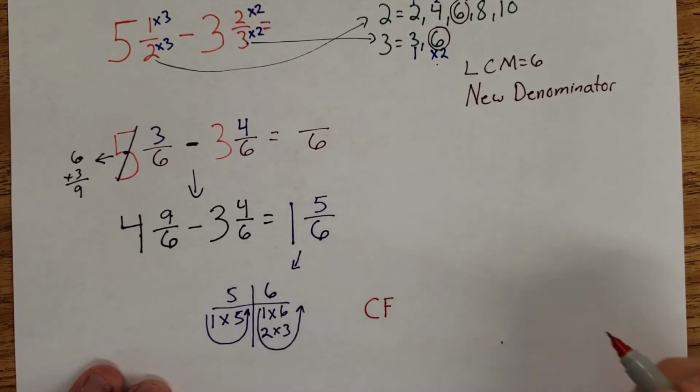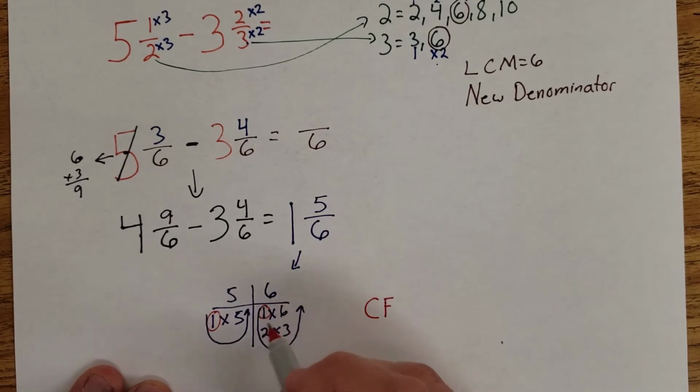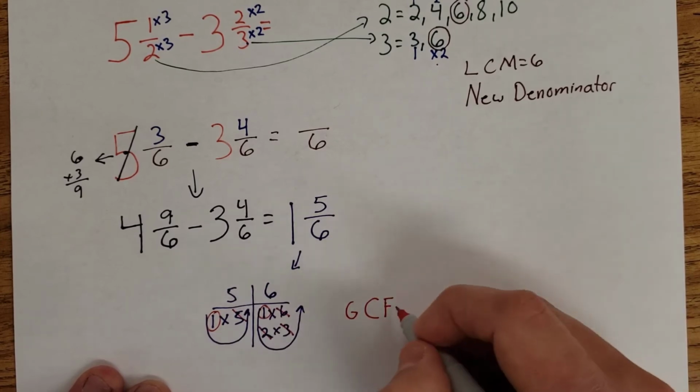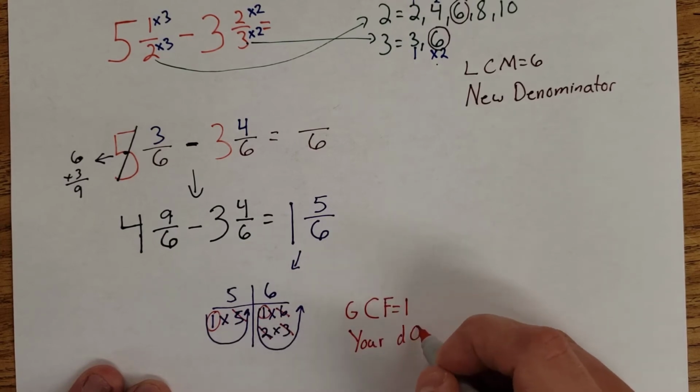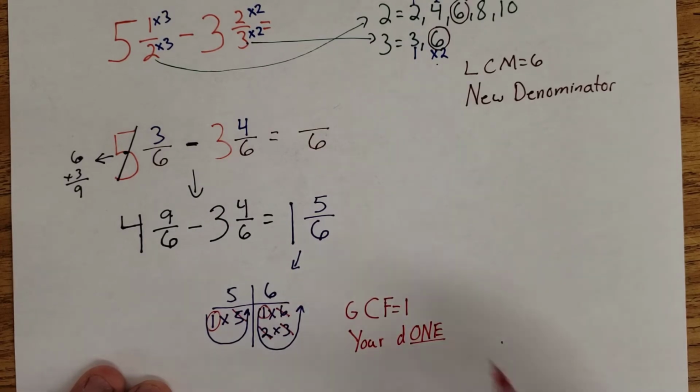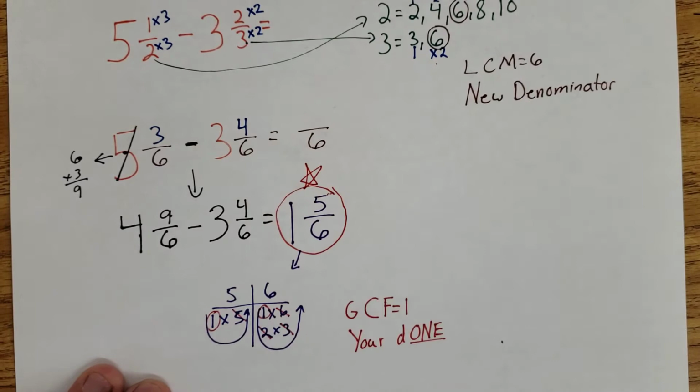Now let's find what they have in common. They always have a 1. 5 has a 5, 6 does not. 6 has a 2, 5 does not. 6 has a 6, 5 does not. 6 has a 3, 5 does not. So out of all the factors they have, the GCF is only 1. And we know if the GCF is 1, then you're done. And we can see that right there. So this is our best answer because it cannot be simplified.